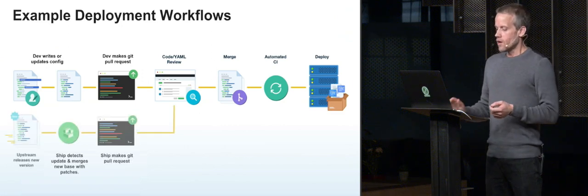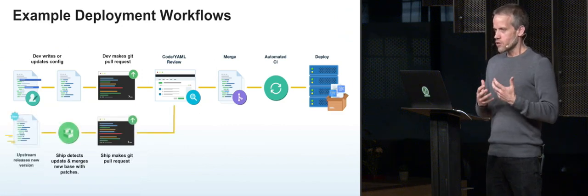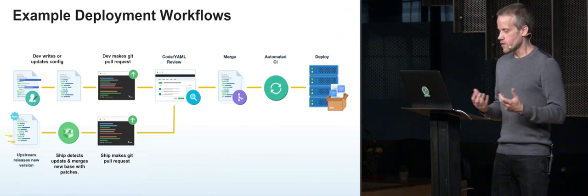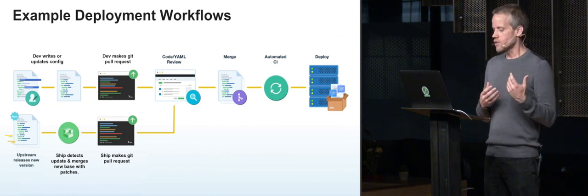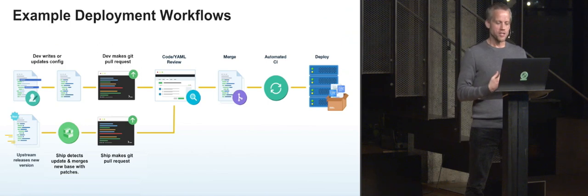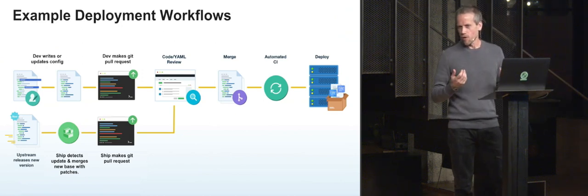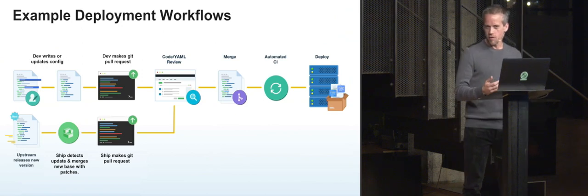With Ship, when the upstream, not your control, like the Prometheus team or the Jaeger team, updates their application, Ship detects that, merges the patches in, and makes a pull request into a repo again. So your team can look at that to see what the difference is, merge it in, and the existing workflow can pick that up. So if you have a workflow that deploys your own software to Kubernetes, with Ship, you can use that exact same workflow. It doesn't really matter what it is, to deploy third-party software to Kubernetes.